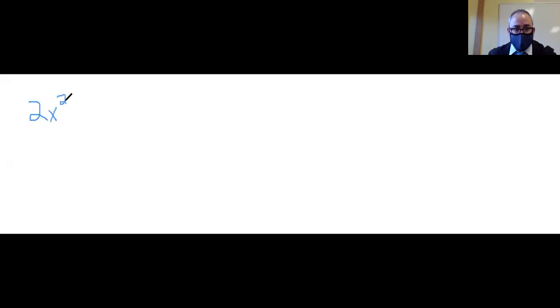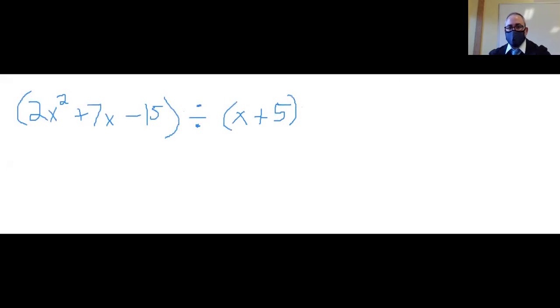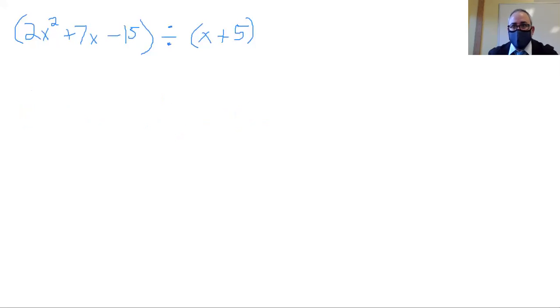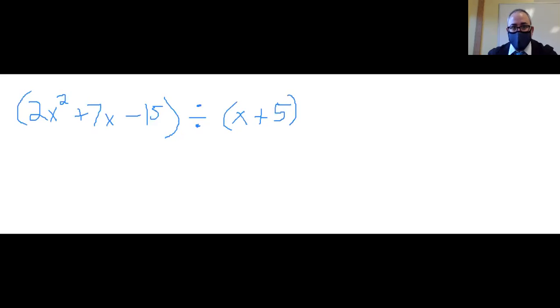Okay, so I have 2x to the second plus 7x minus 15, and this whole expression is getting divided by x plus 5. I'm doing this on a mouse, which is not easy. We're going to do this with synthetic division.